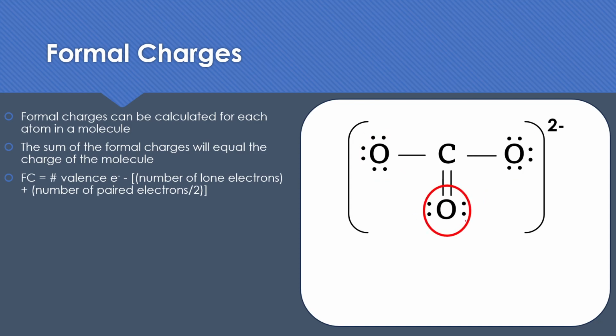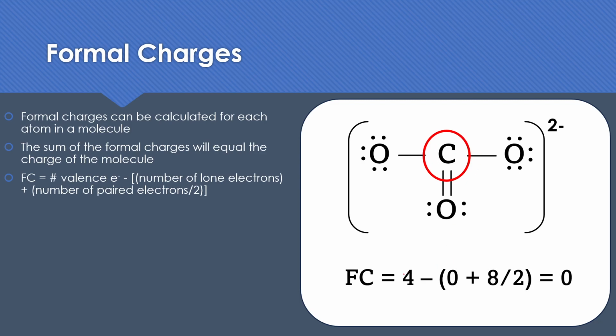Okay, well, let's look at this lower oxygen. 6 valence electrons, and I've got 4 unpaired electrons and 4 paired electrons. So 6 minus 4 plus 4 over 2, or 2, is equal to 0, right? 6 minus 6 is 0. So that will have a formal charge of 0. And then the carbon, which has 4 valence electrons minus 0 unpaired and 8 paired, will have a formal charge of 4 minus 0 plus 8 over 2, or 0.